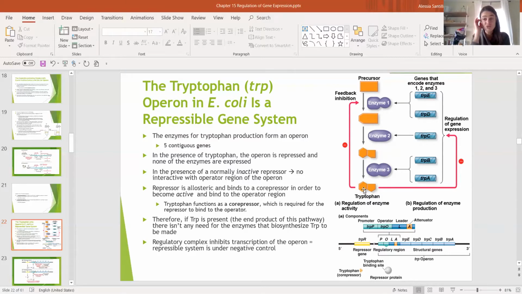It's going to shut off its genes when it doesn't need to make tryptophan because it can get the tryptophan from the environment, and it's going to turn on the genes when it needs tryptophan because tryptophan is absent from its environment. The tryptophan operon was discovered by the same guys who discovered the lac operon, Jacob and Monod, those French guys that I can't pronounce the name of, right?